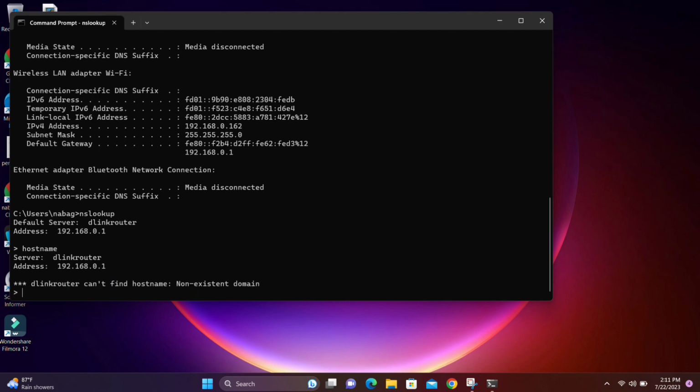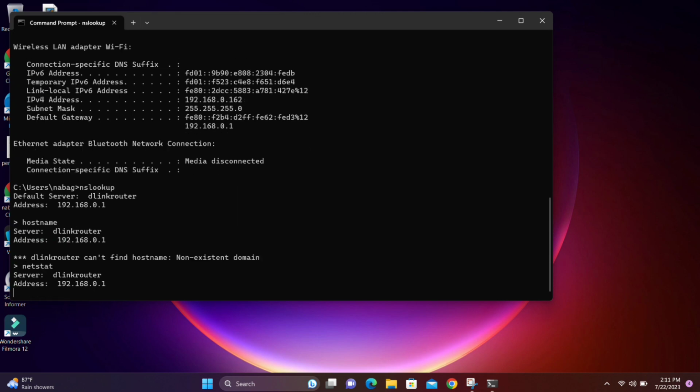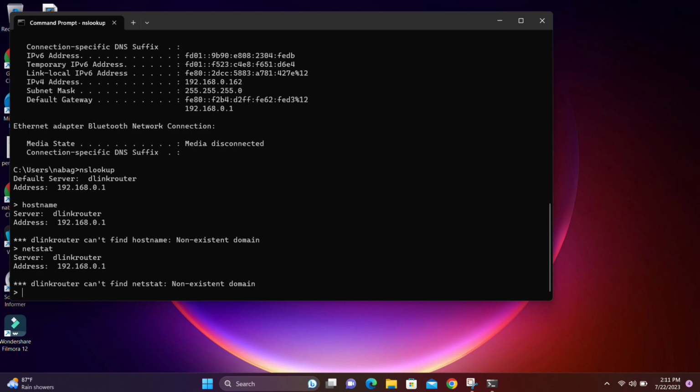The last one is netstat. This is used for displaying network statistics, routing tables and active network connections.